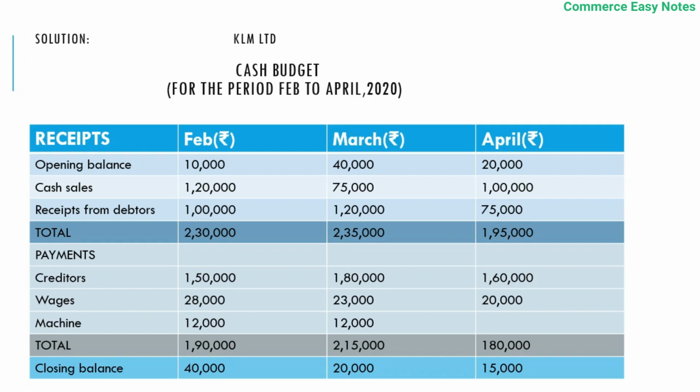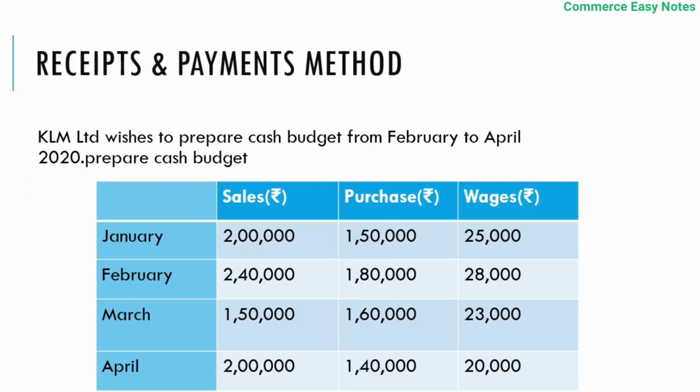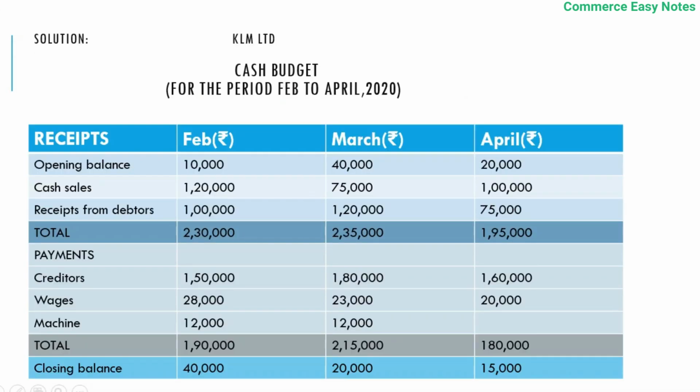And receipts from debtors. How much do we receive from debtors? 50% of sales from the previous month. 1,20,000, 50%, 1 lakh. That will be recorded in receipts from debtors, 1 lakh. So that is how we get the receipt side, and the total of this amounts to 2,30,000.